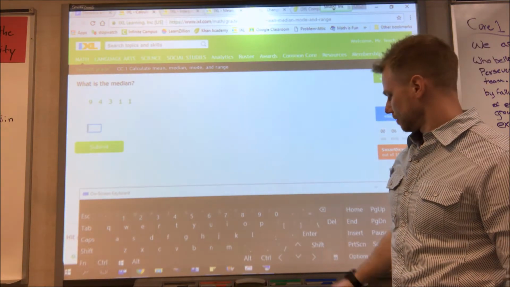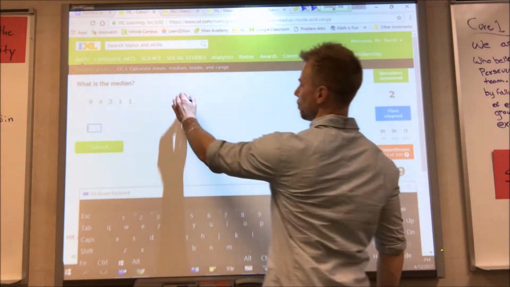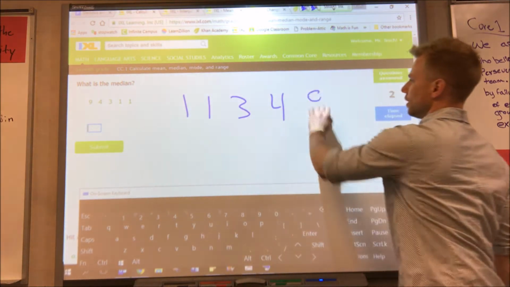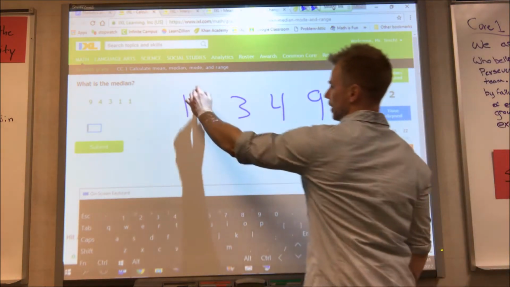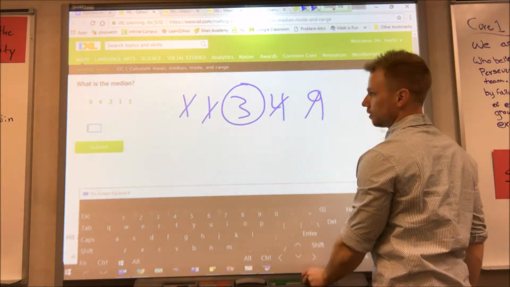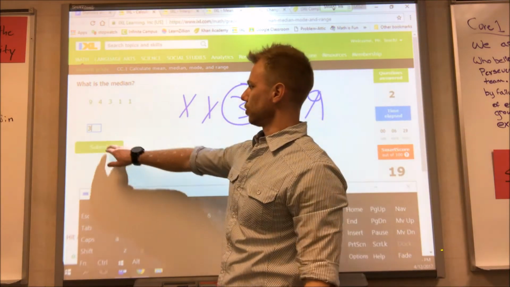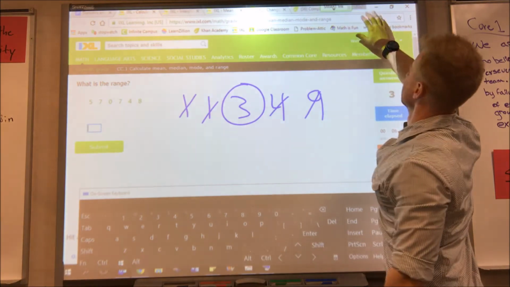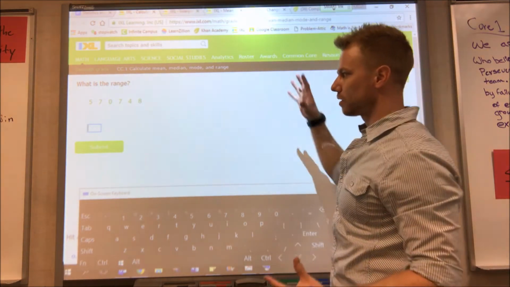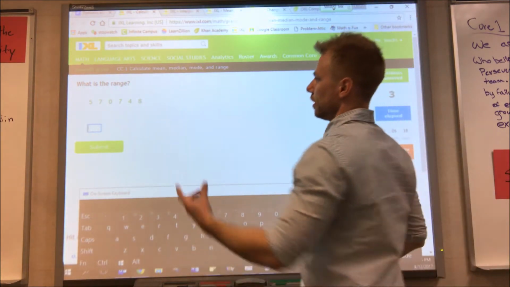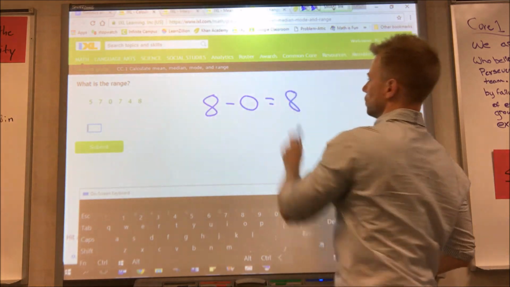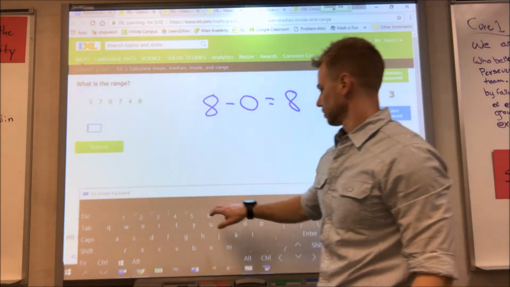What is the median? Okay, remember we have to put those in numerical order. So the ones come first, 3, 4, 9. And then we find the middle, cross them off as we go. 3 is in the middle, so our median is 3. What is the range? So we do the biggest number minus the smallest. 8 is the biggest, 0 is the smallest, so our range is 8.